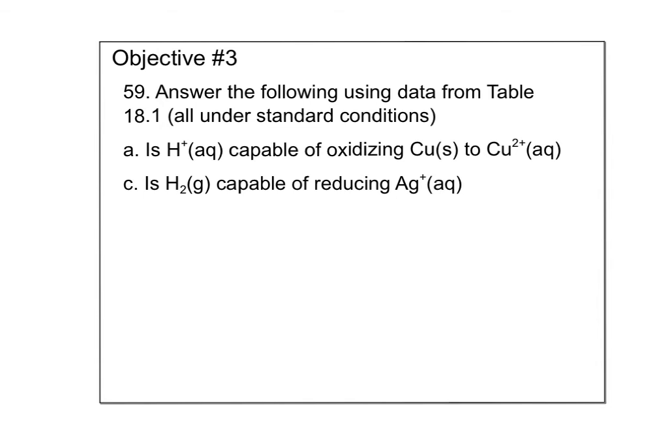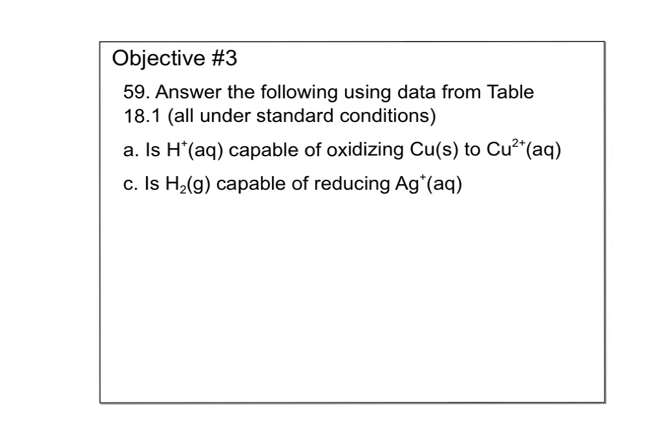Here's objective 3, number 59. You will still need to do letter B. So I'm going to do A and C. You will have to do letter B. But you're going to use the standard reduction chart in the back of your book to tell me if H+ is capable of oxidizing copper solid to copper 2+, and if H2 gas is capable of reducing Ag+. Why don't you give these a try, or at the very least find these half reactions that we need on your chart.